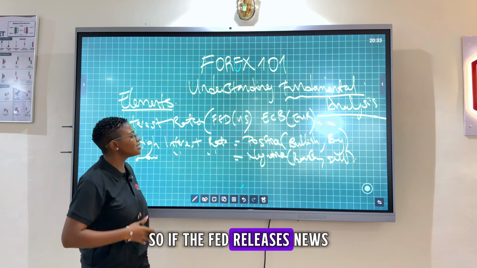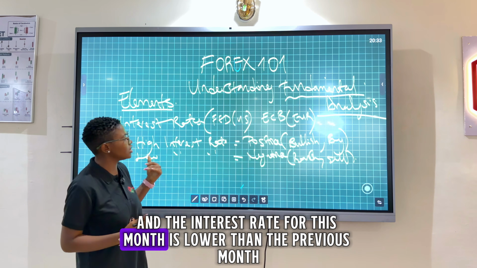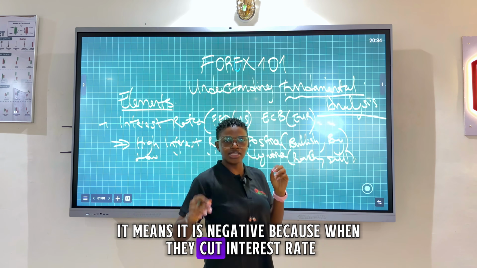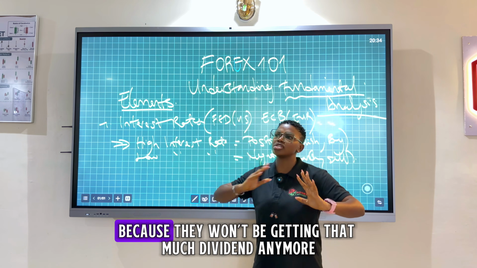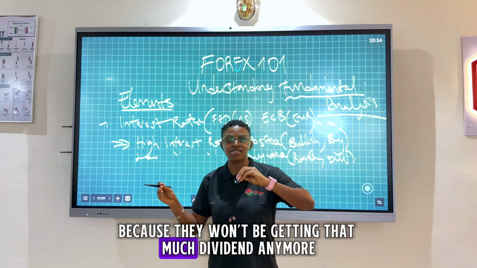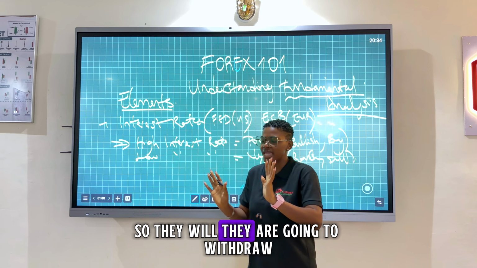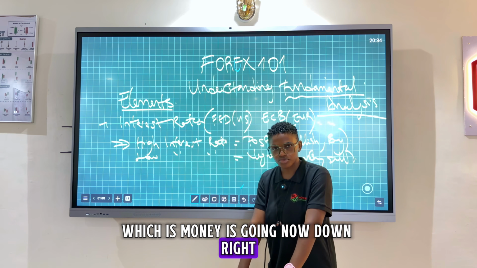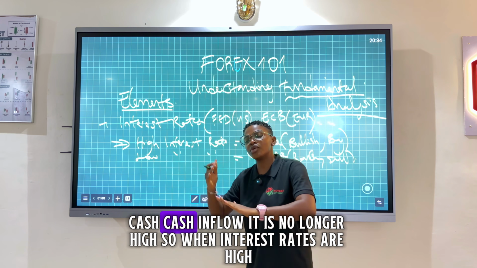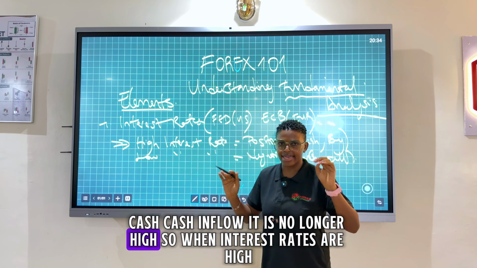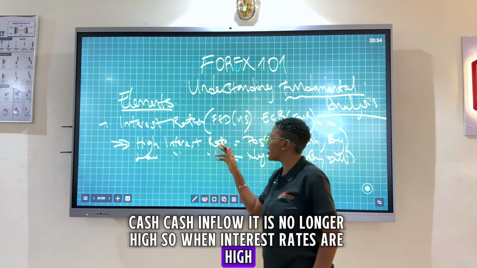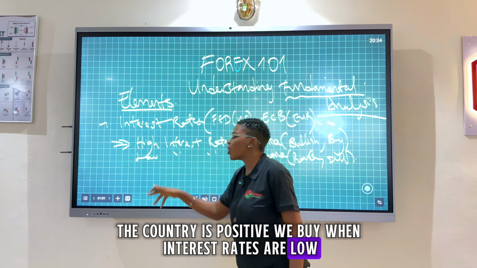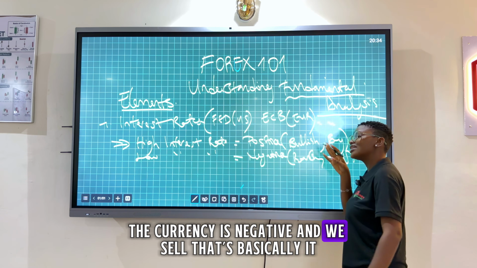So if the Fed releases news and the interest rate for this month is lower than the previous month, it means it is negative. Because when they cut interest rate, investors shy away because they won't be getting that much dividend anymore. So they are going to withdraw, which means money is going down. Cash inflow is no longer high. So when interest rates are high, the country is positive, we buy. When interest rates are low, the currency is negative and we sell.